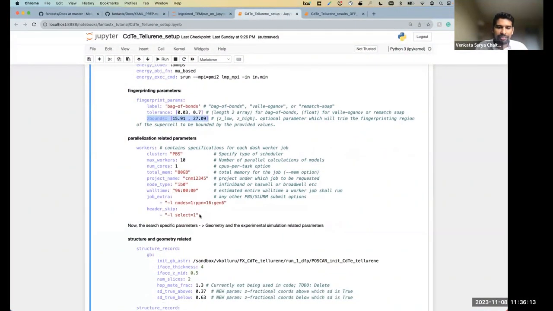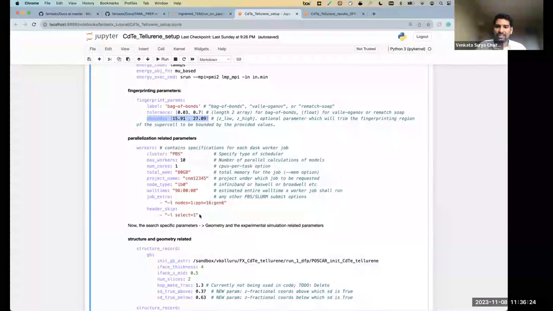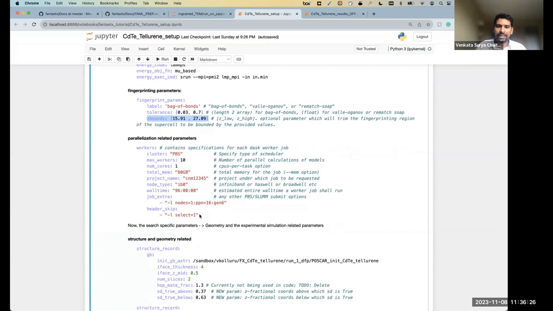And finally, we have the parallelization parameters that are common for different FANTASTX searches. So FANTASTX uses the Dask package as a backend for its parallelization. So here we can use a PBS cluster or a Slurm cluster, or I think right now it supports PBS or Slurm, but it can be extended to other types of schedulers if there are any needed.